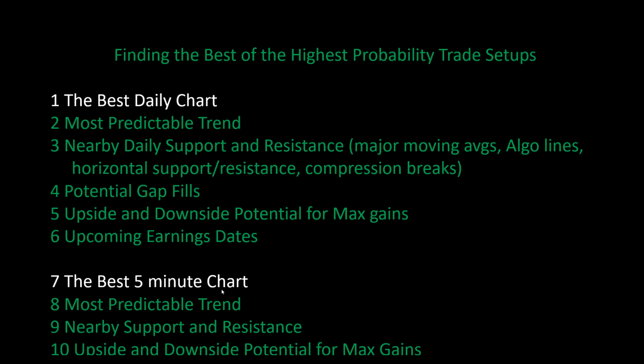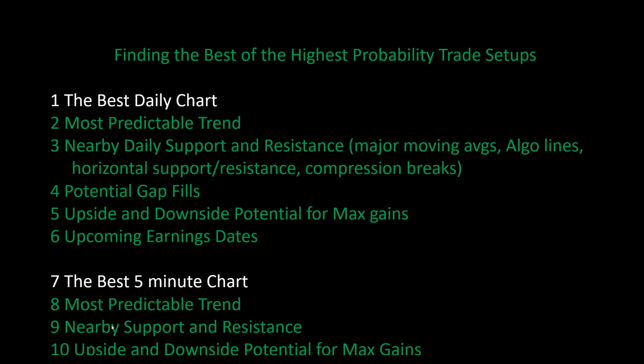Now, we also see the best daily chart, we're also going to look for the best 5-minute chart. We find a really nice daily chart, then we look at the 5-minute chart, and it's the same thing again. Most predictable trend. Can we find a nice 5-minute chart that's been trending up or down for the last couple of hours? Does it look very predictable?